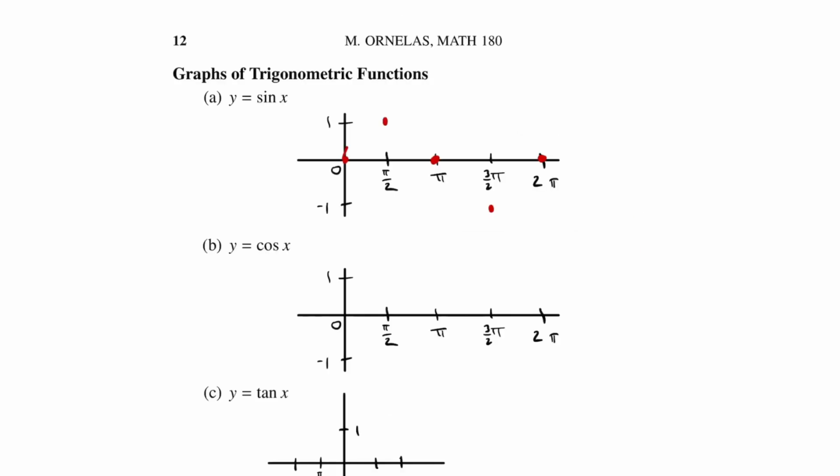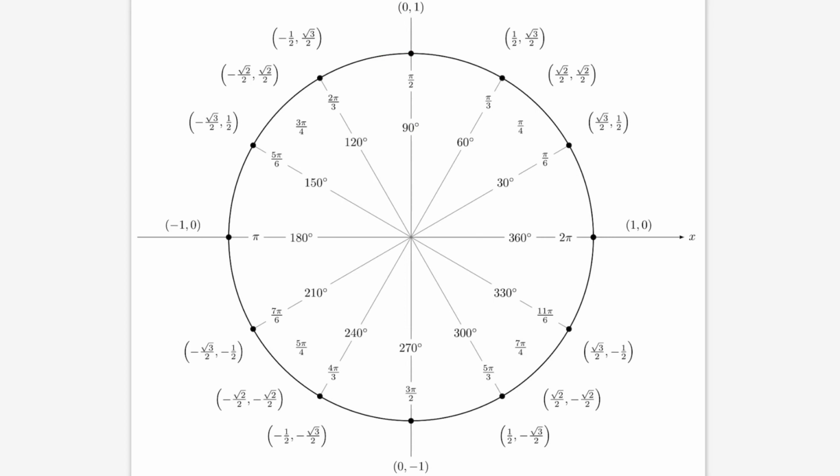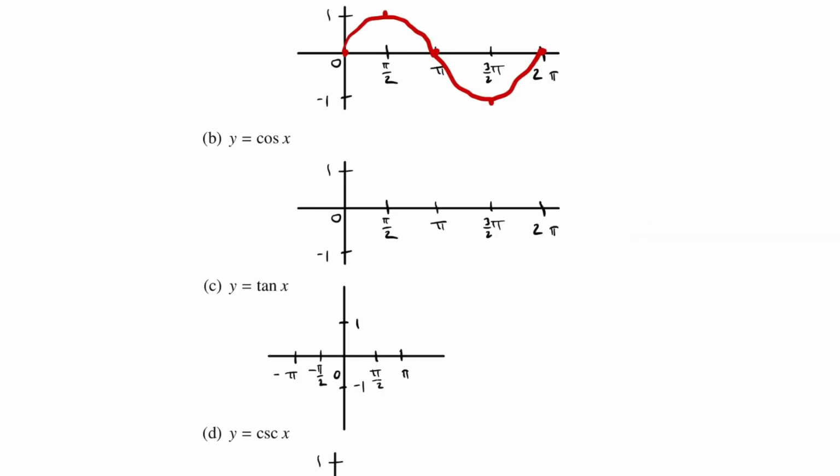If you do the same exact thing to cosine, you're just going to look at the x-coordinates instead of the y-coordinates. So for example, 0, cosine of 0 is 1. The x-coordinate of pi over 2 is 0. The x-coordinate of pi is -1. The x-coordinate of 3/2 pi is 0. And the x-coordinate of 2 pi is 1. So there's your one complete period of cosine.